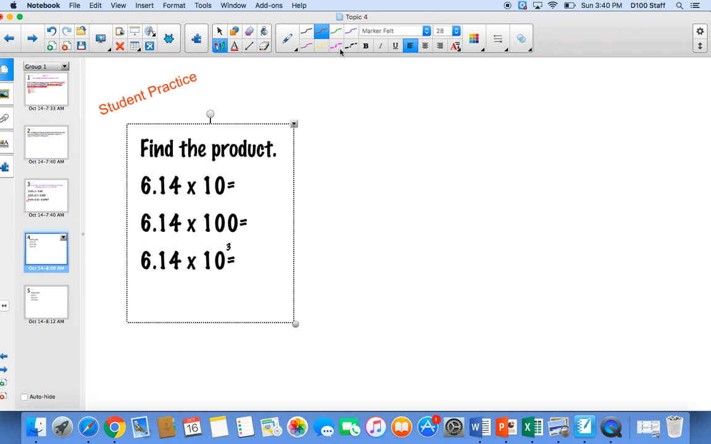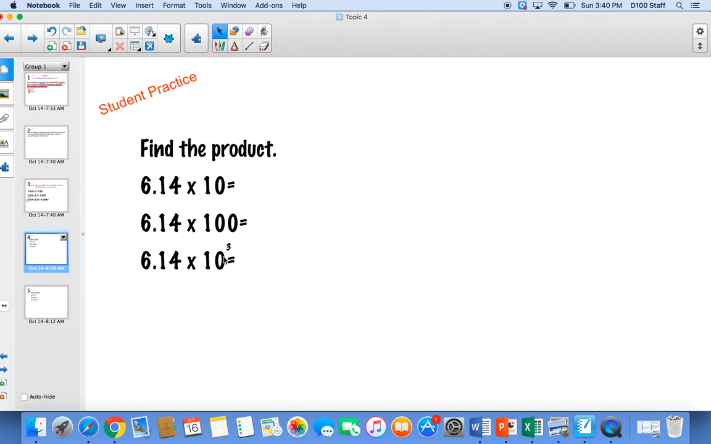Okay, I want you guys to try this on your own. So find the product of 6 14/100 times 10, times 100, and times 10 to the third power. Before you guys do that, I want to know, what does 10 to the third power equal? Click submit when you're ready. Okay, we should have said 1,000. So remember, we did this our first unit this school year. When we see the exponent 3, we make sure that there's 3 zeros in our answer. So 10 to the third power is going to equal 1,000. So go ahead and fill out these answers and click submit when you're ready.